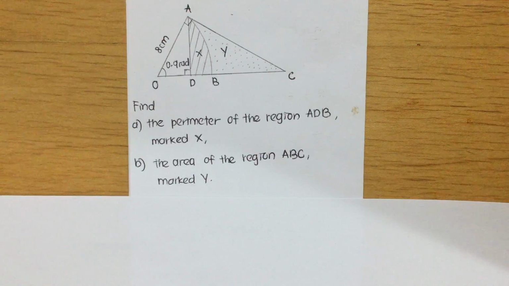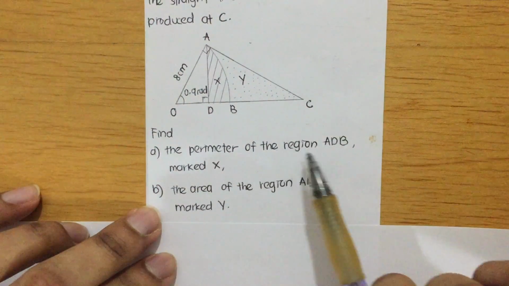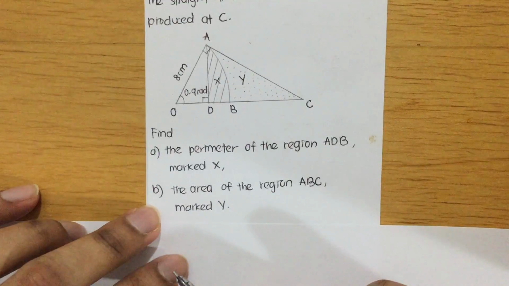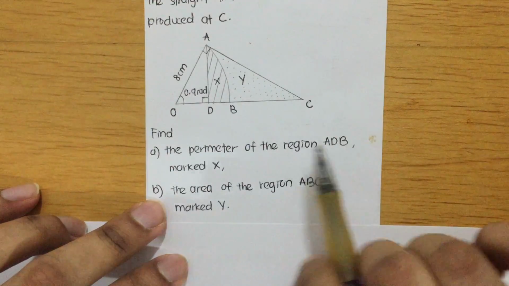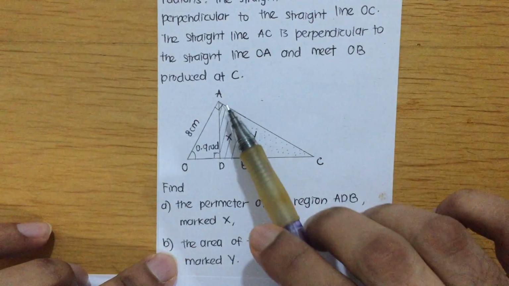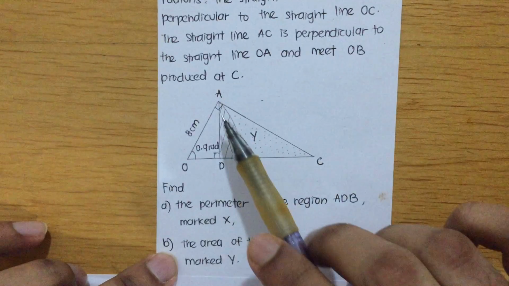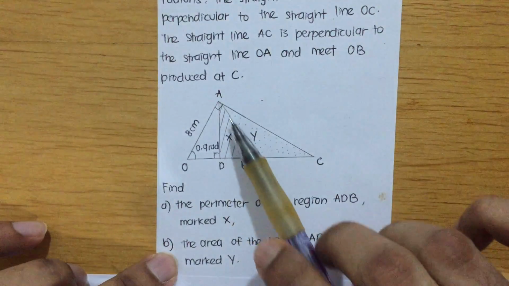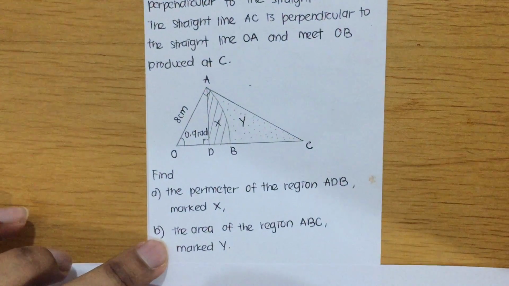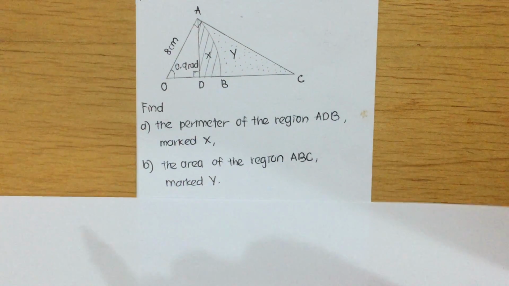Okay, now I'm going to discuss how to solve question A. Let us begin. In question A, they asked to find the perimeter of the region ADB marked X. To find the perimeter of the region ADB, we need to find the length AD, DB, and then the length of the arc AB. Once we get all these three lengths, we can successfully calculate our perimeter. How are we going to do that? Let us take a look at the solution.